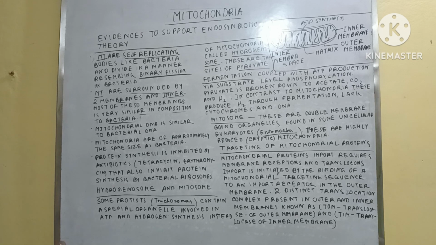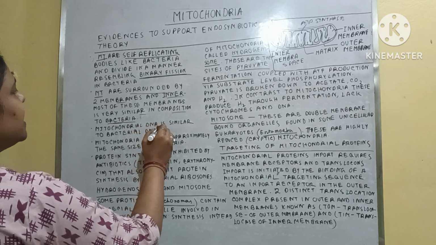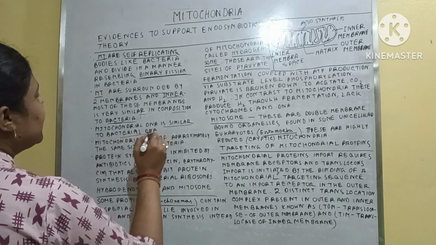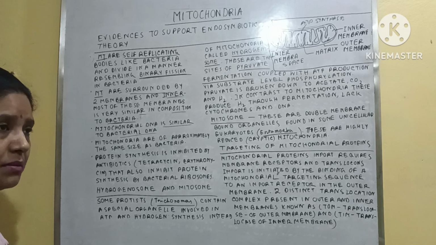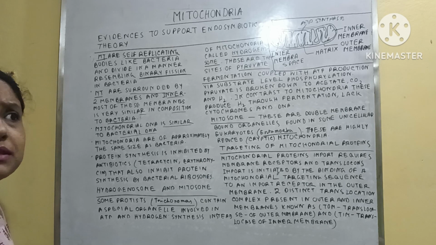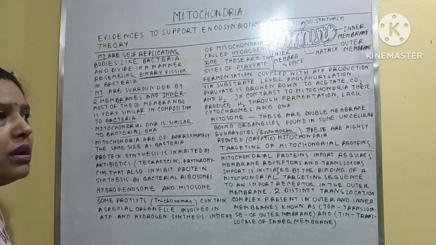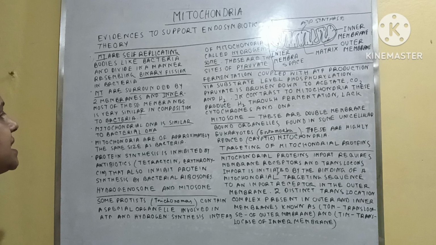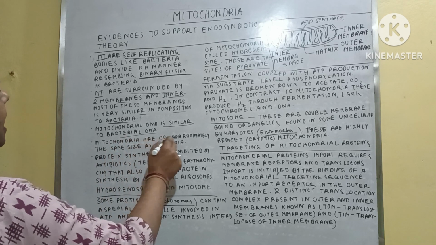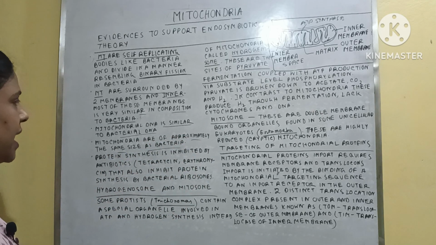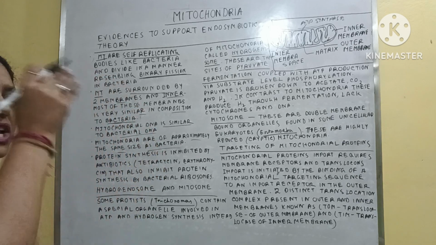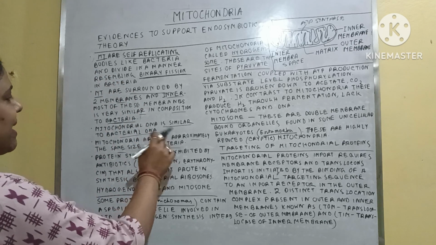The third point is that mitochondrial DNA is similar to bacterial DNA. Bacterial DNA is very small, just like mitochondrial DNA, and circular in shape, and the same type of DNA is seen in mitochondria. The next point is that mitochondria are approximately the same size as bacteria. I am saying that the shape and size are both similar to bacteria.